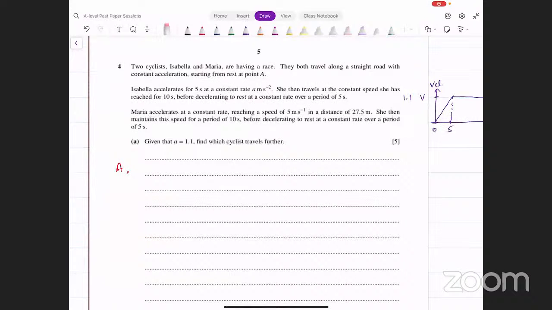आपके पास इसकी वैल्यूज आ गई. क्या आ गई? 82.5 आप बता रहे हैं मुझे. मारिया ने कितना ट्रैवल किया? 82.5. No, Maria traveled 90 and Isabella traveled 82.5. Okay, I'll get back to that.